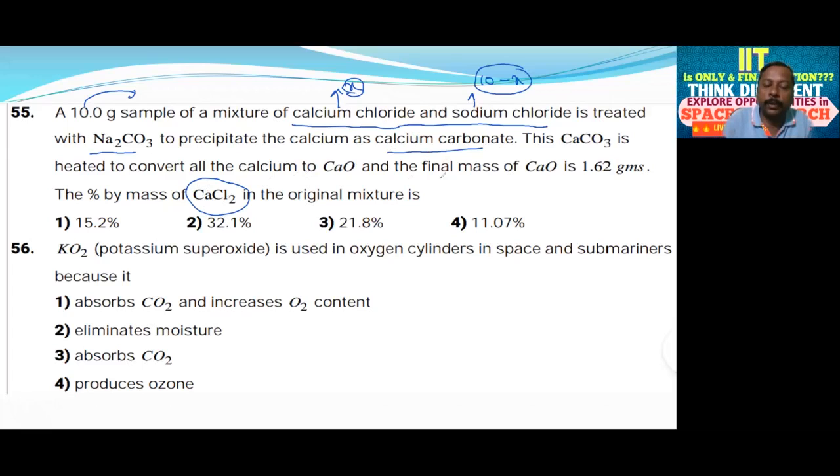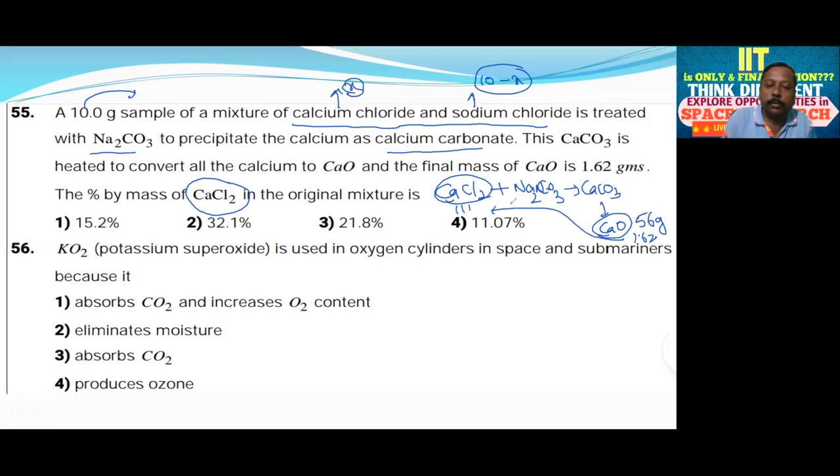This is called a sequential reaction. Understood? So initially, what is there? CaCl2. When it is treated with Na2CO3, then it is converted to CaCO3, on heating CaO. Okay. So from this we can say if 56 grams are there, 56 is the molecular mass, then it will be 111. Then it will be how much? 111.